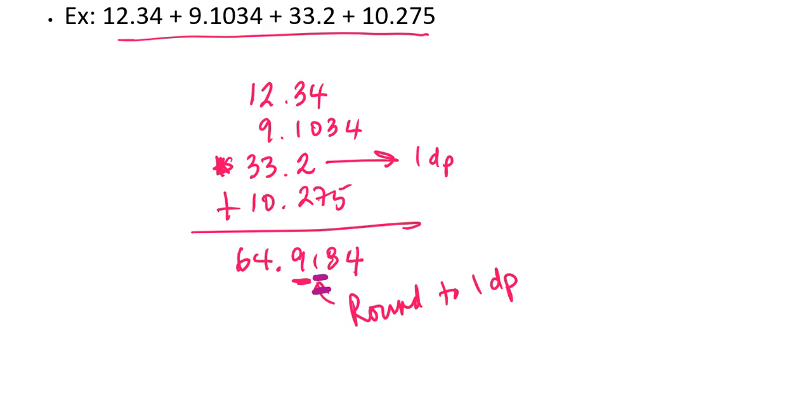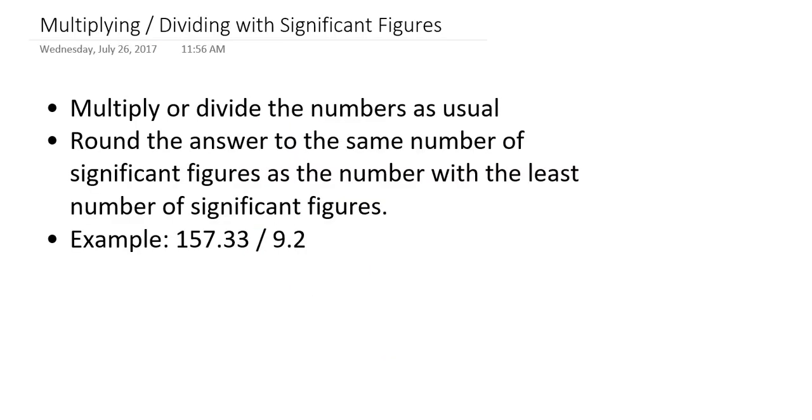Now, again, you follow the usual mathematical rules of rounding. If this digit to the right of that number that we want to round to is 5 or greater, then we round up. If it is less than 5, then basically we stay where we are. And so since it's 64.91 and 1 is less than 5, then this answer would remain 64.9. Okay, now the rules for multiplying and dividing with significant figures are actually just a little bit different.